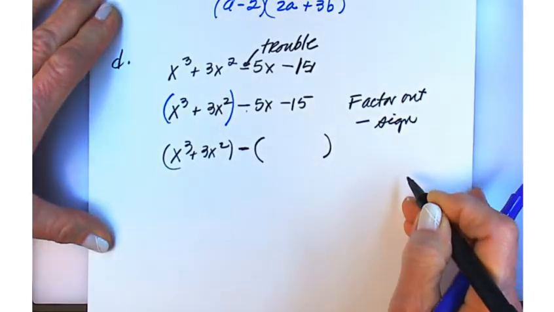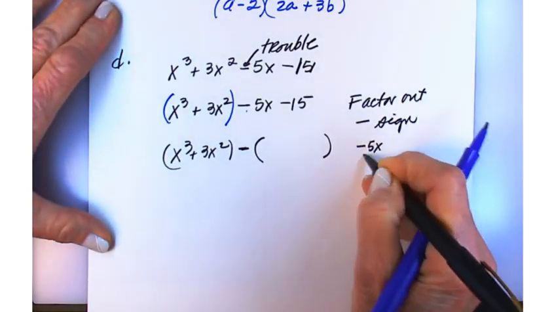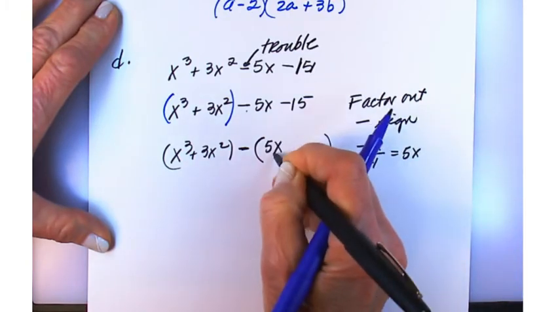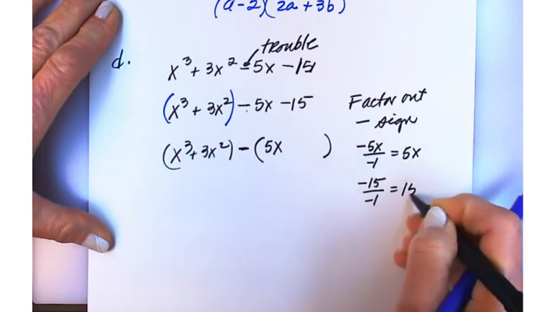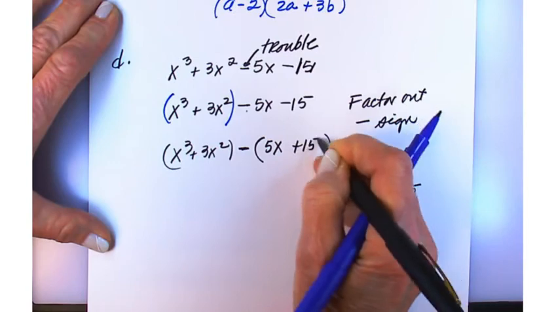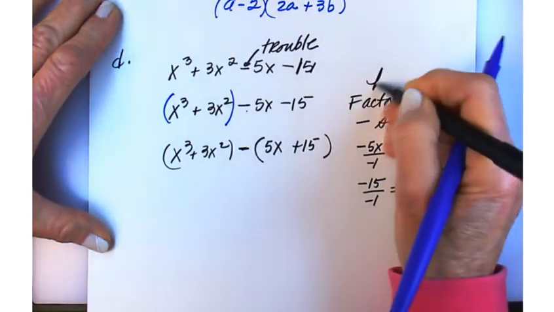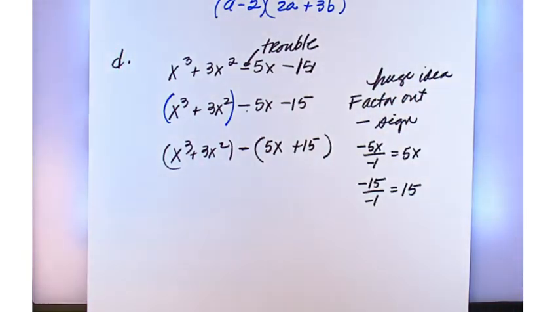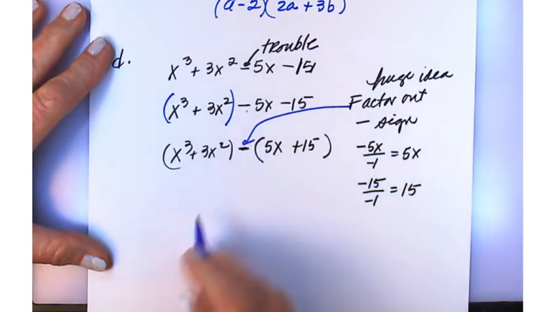And when I factor out the minus sign, this is what's going on. Minus 5x over negative 1 is positive 5x. Minus 15 over negative 1 is 15. Okay? So this is a huge idea. You can't just throw the negative signs in. You have to factor out the minus sign here.